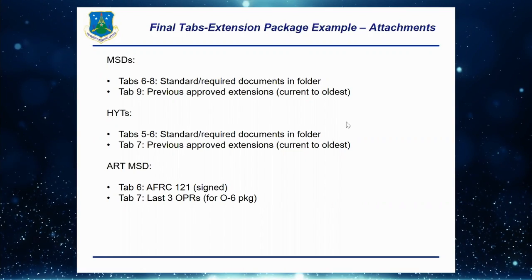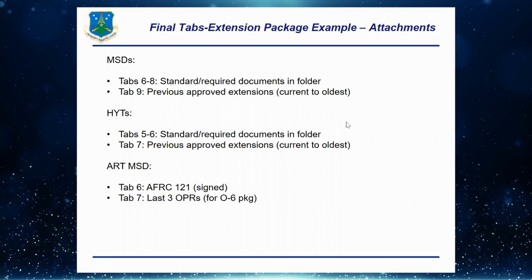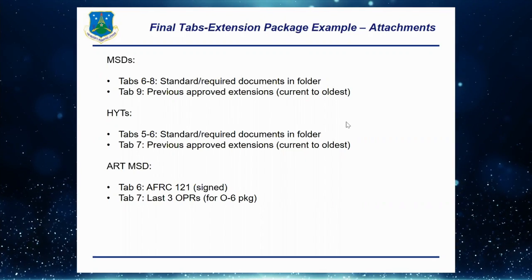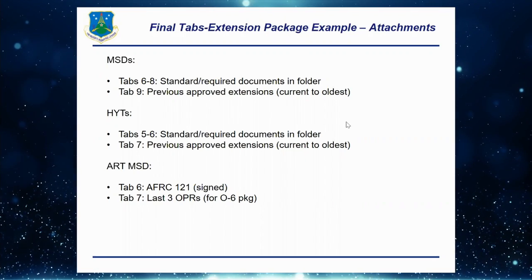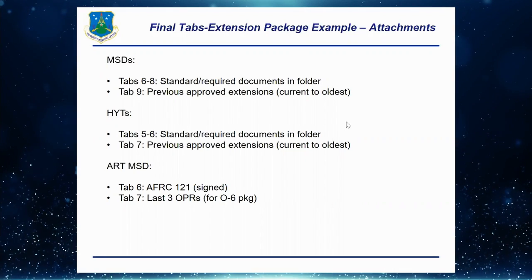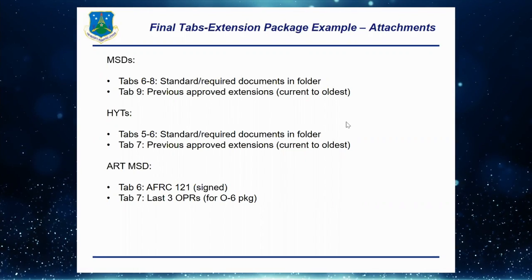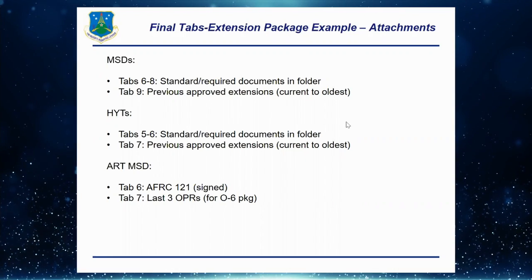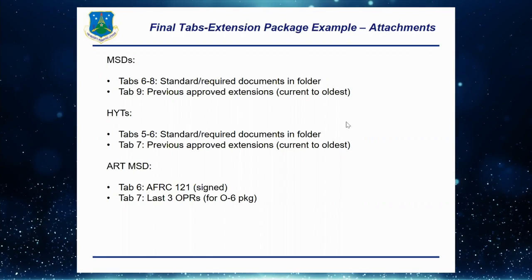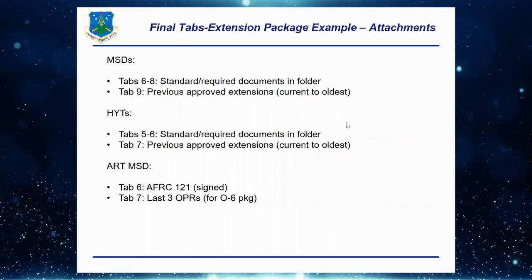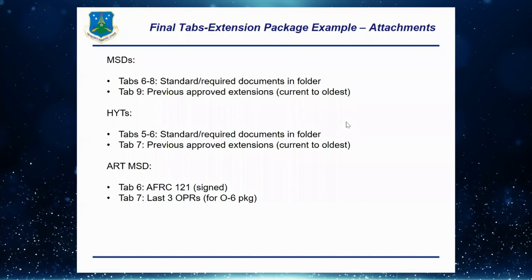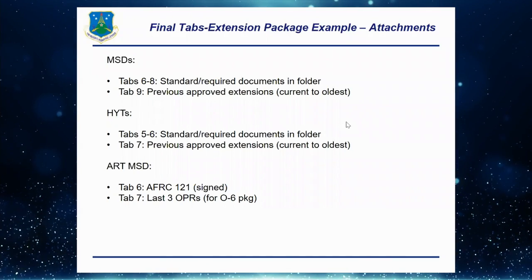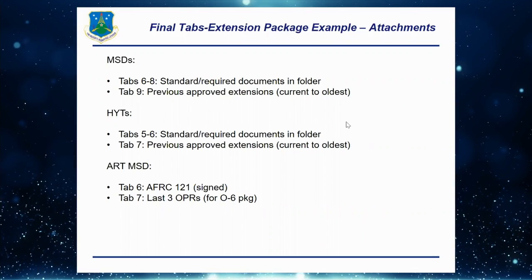For MSDs, tab 9 is reserved specifically for approved extensions. Like I said, if the member has approved extensions, please put them in that tab. A consolidated PDF format, current to oldest, please. For HYTs, tabs 5 through 6, standard documentation as above. But tab 7 is reserved for approved extensions. Same rules apply, current to oldest.